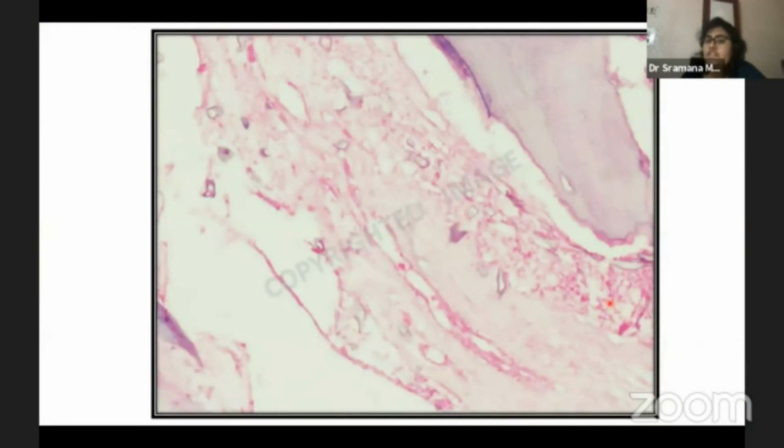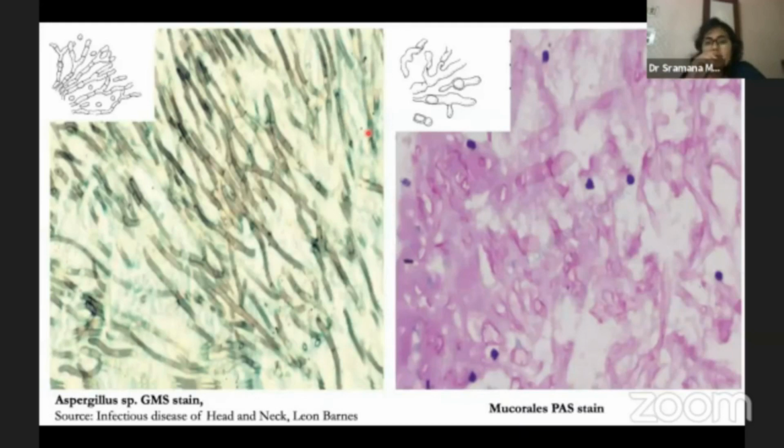Now, bone invasion is also caused by mucormycosis as well as aspergillosis and can lead to fungal osteomyelitis. So this is lamellar bone, and the intertrabecular spaces show fungal hyphae. So this is just a reiteration of whatever I've said so far. Left side is Aspergillus, right side is Mucorales, and the difference is clearly visible.